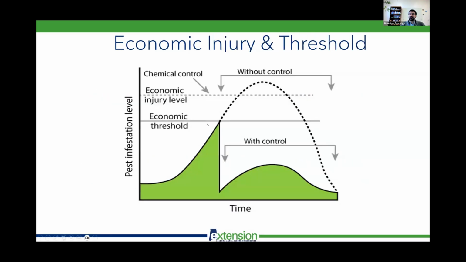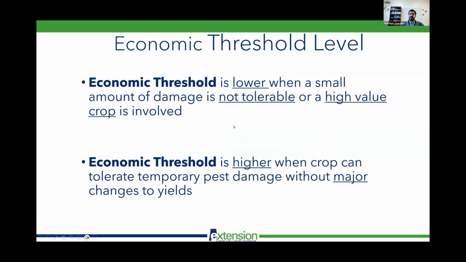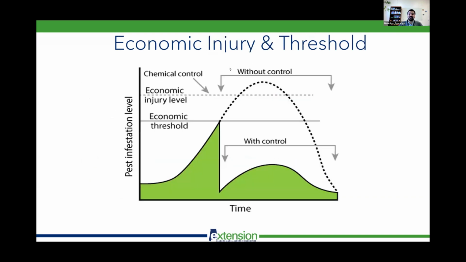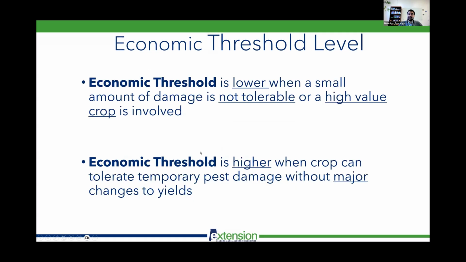Looking here, this is our economic threshold level. This depends on a variety of factors. So there'll be times where the economic threshold is lower and times where it's higher. Let's look through some of those examples. If we're looking at a relatively small amount of damage, so if damage is not tolerable or we're dealing with a high value crop, that's when our economic threshold is going to be lower. In other words, going back to this previous diagram, we're going to have to take action sooner to prevent economic injury when the economic threshold is lower.